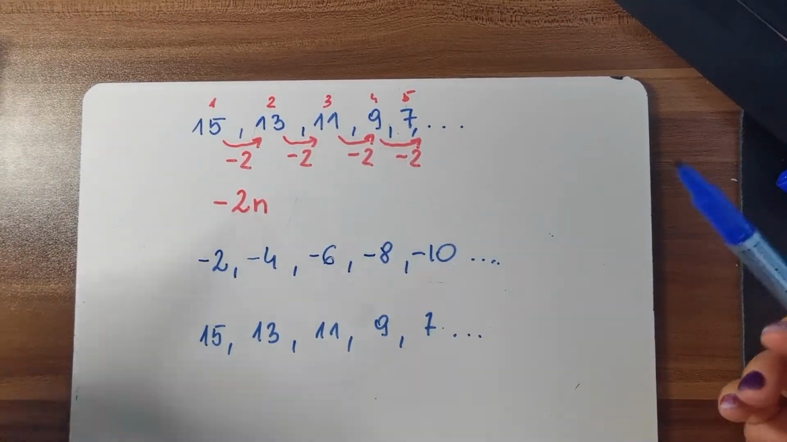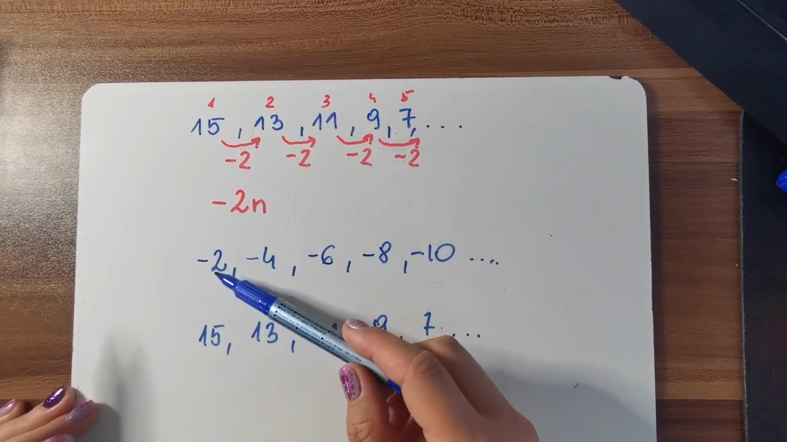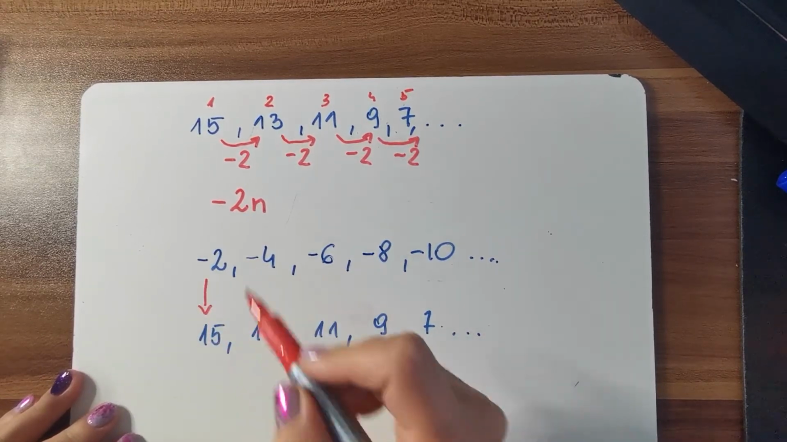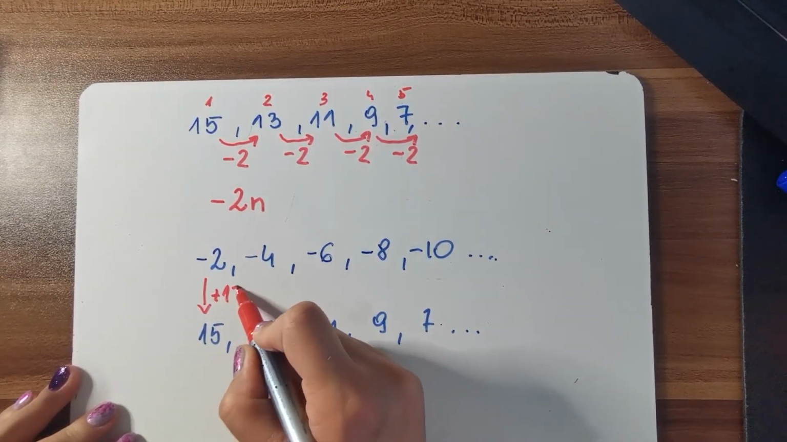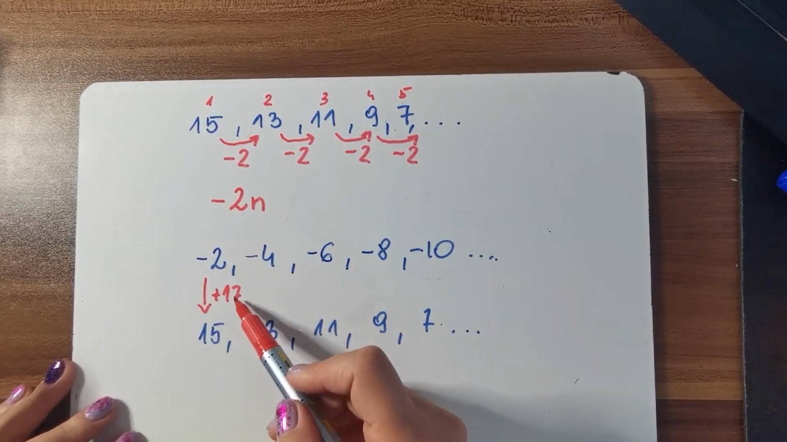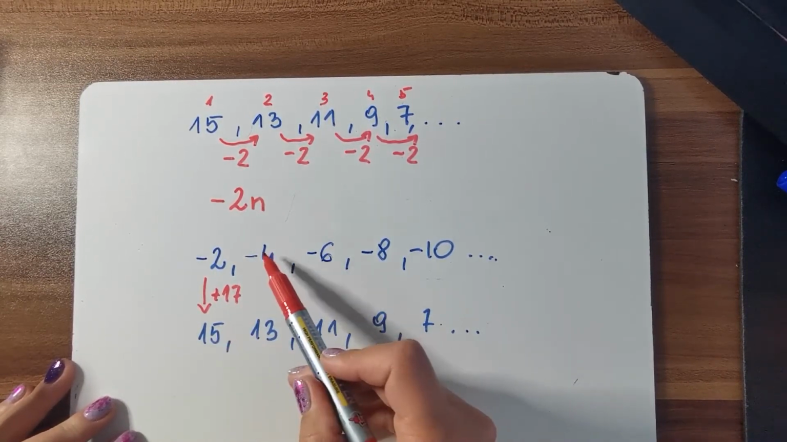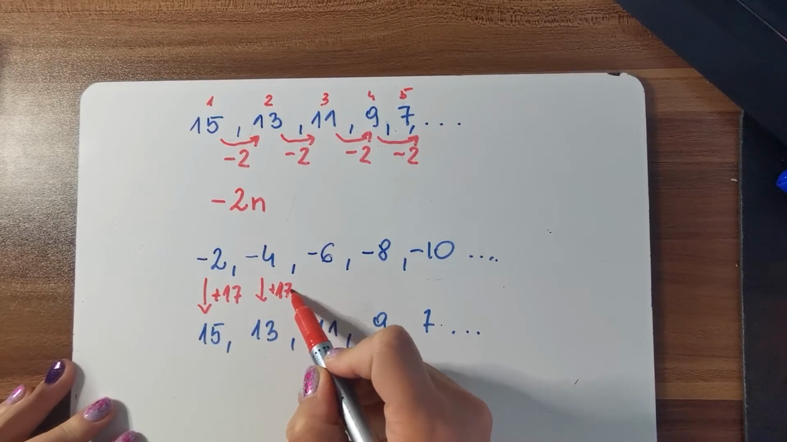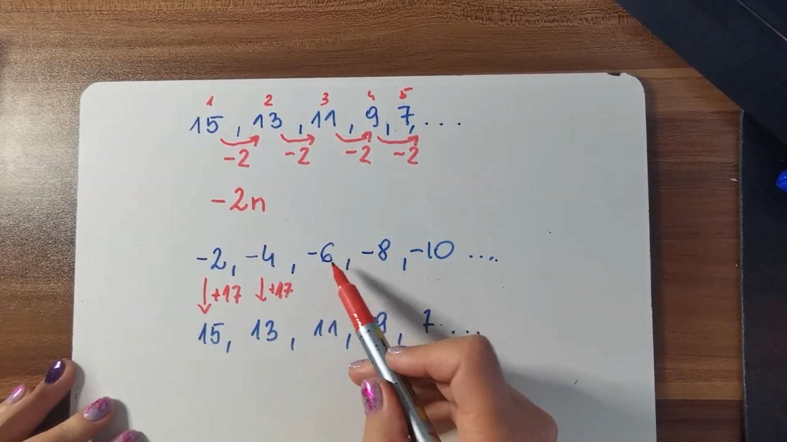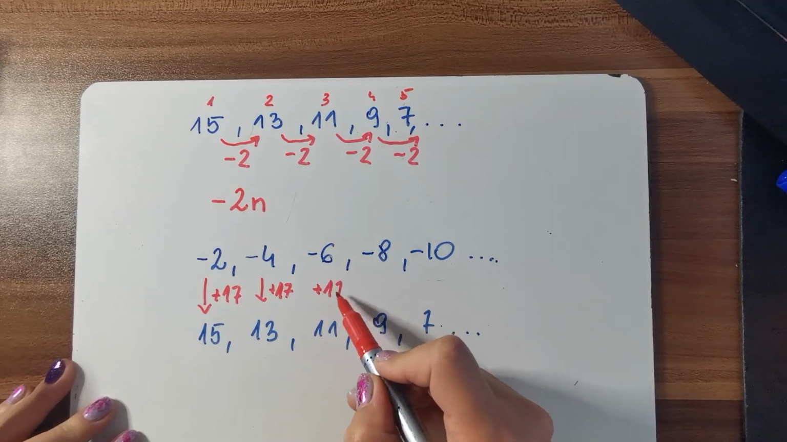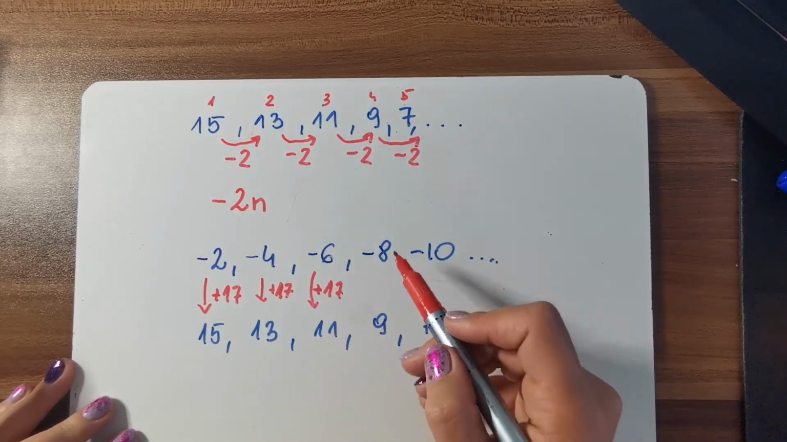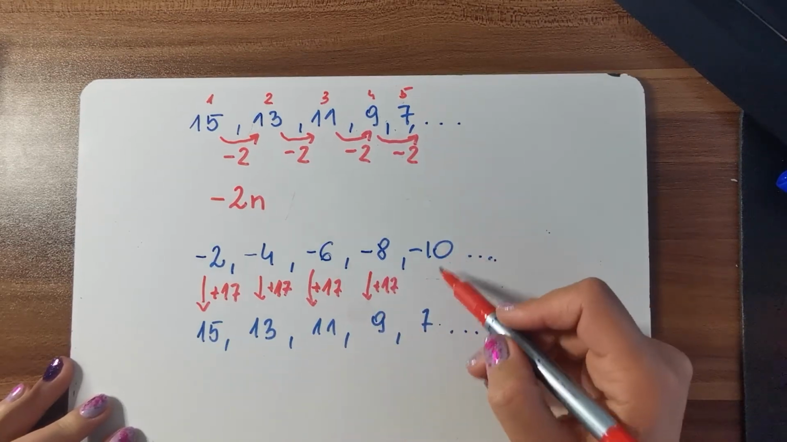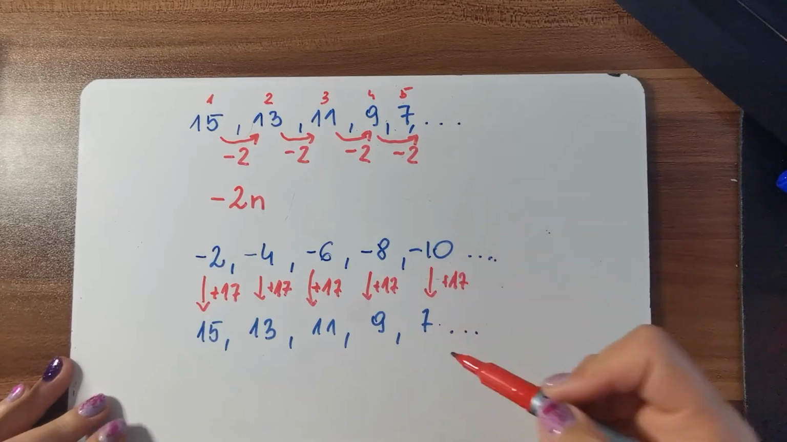And what number do I need to add or subtract to get from minus 2 to 15? I need to add 17. So minus 2 plus 17 will give us 15. Minus 4 plus 17 will give us 13. Minus 6 plus 17, we have 11. Minus 8 plus 17 is equal to 9. Minus 10 plus 17 is equal to 7.